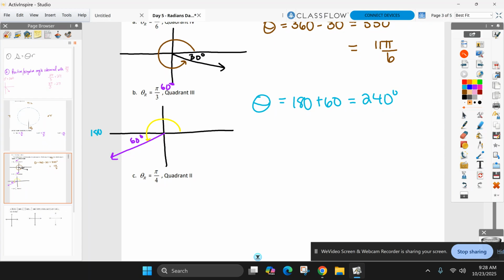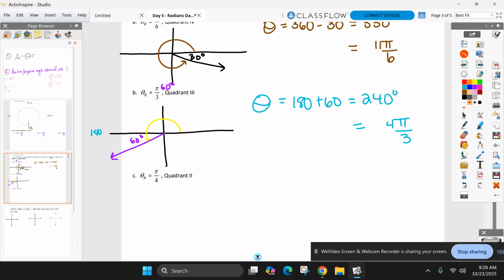All right, ready to turn this into radians. It was pi over 3, right? Pi over 3, which is 60. How many 60s go into 240? 4. So 4 pi over 3. Okay, that's why it's beneficial to know these. And I don't ask to know a lot. I know 3 of them.